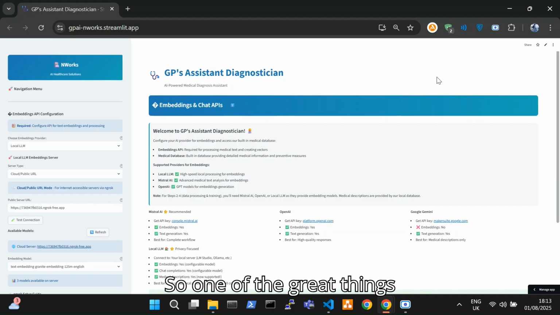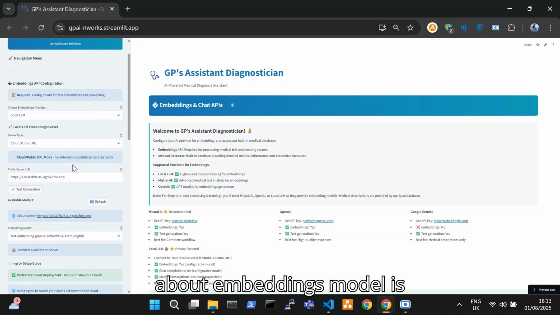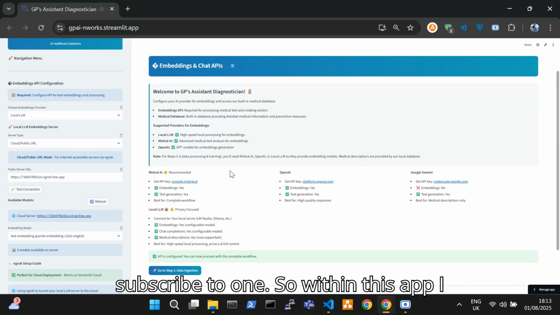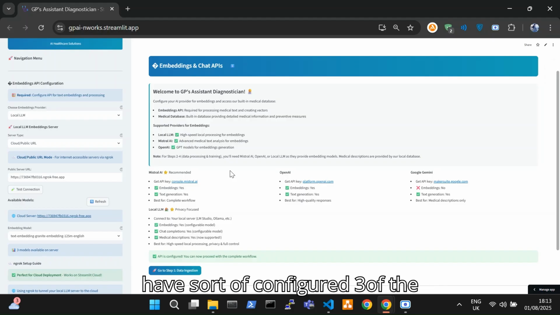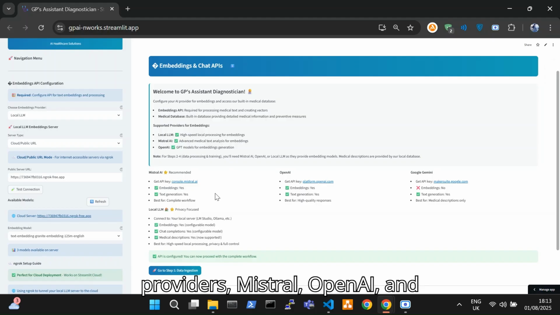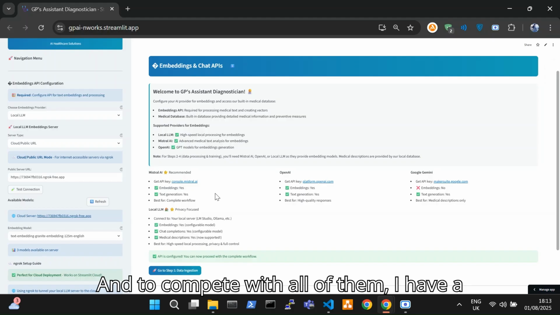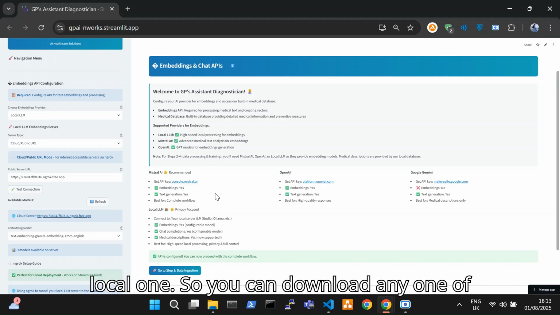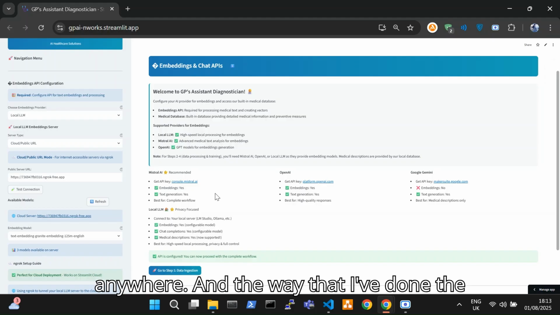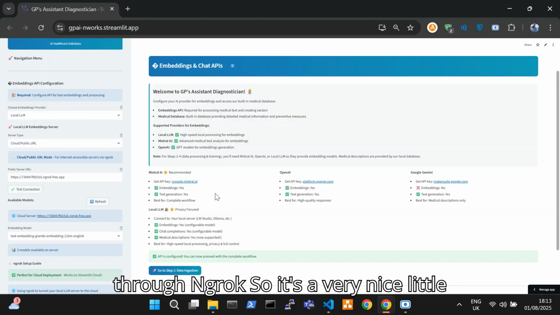So one of the great things about embeddings models is you can either have one running on your local machine, or you can subscribe to one. Within this app, I have configured 3 of the most common AI services providers: Mistral, OpenAI, and Gemini. So France, United States again. And to compete with all of them, I have a local one. You can download any one of these models, have it run on your machine, and then talk to it from anywhere. And the way that I've done the talking part from anywhere is through ngrok.